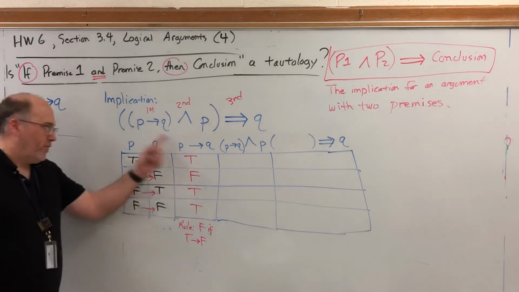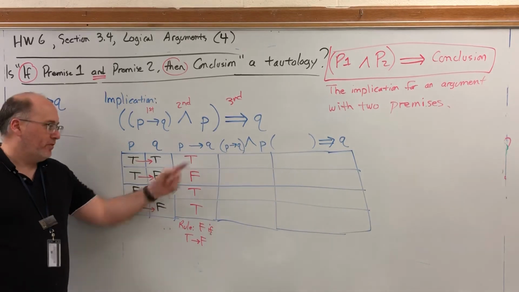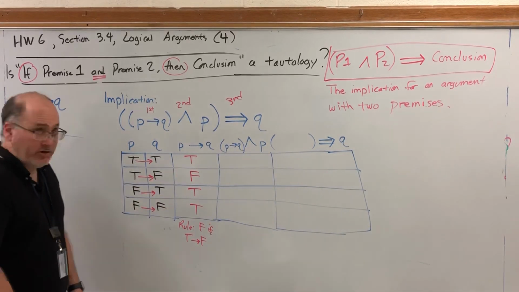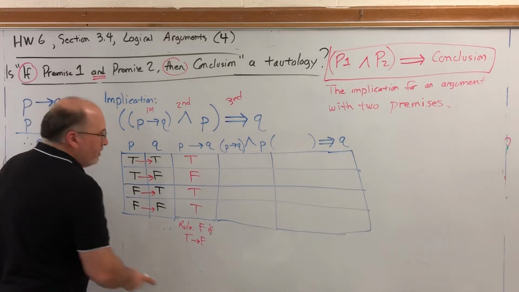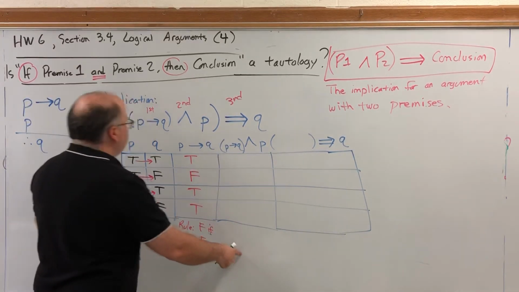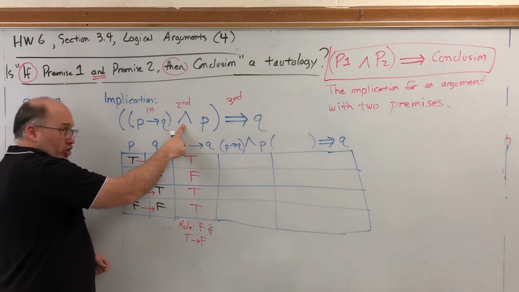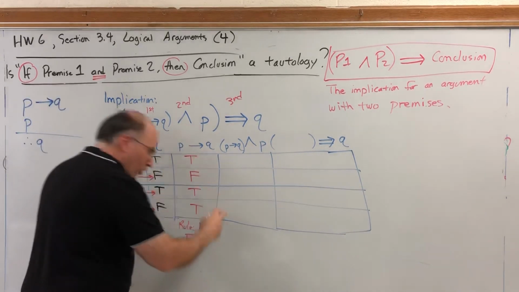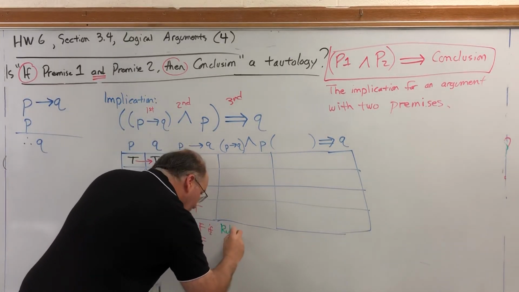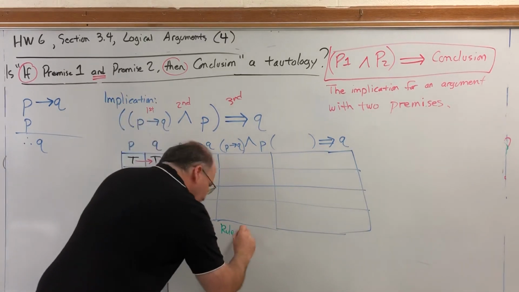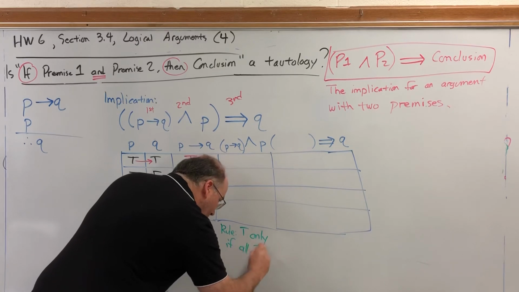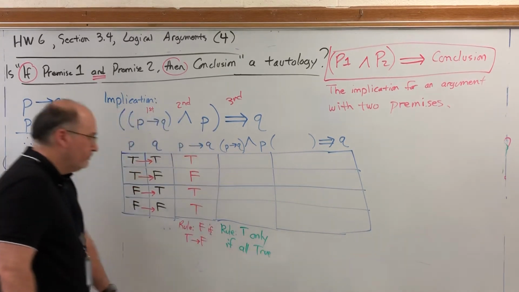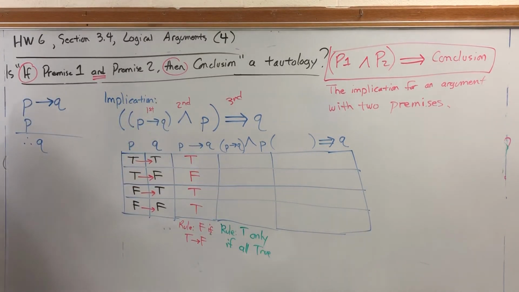Well, that was just one of our basic truth tables, the truth table for a conditional. Nothing to look at there. Let's move to the next column. Remember, this next column was set up for the conjunction, so we're going to do the conjunction rule. And the rule for conjunction is it's true only if all true. So that's the rule we're going to apply.